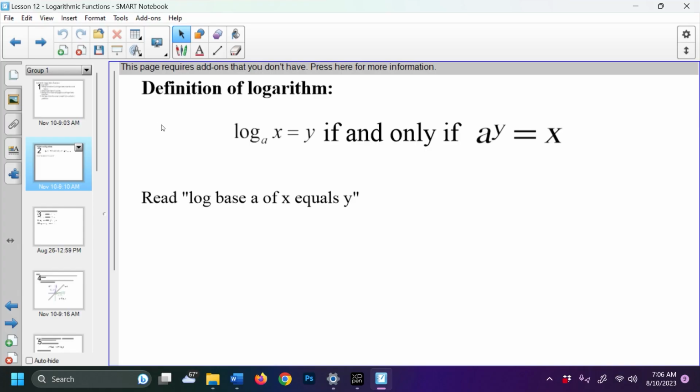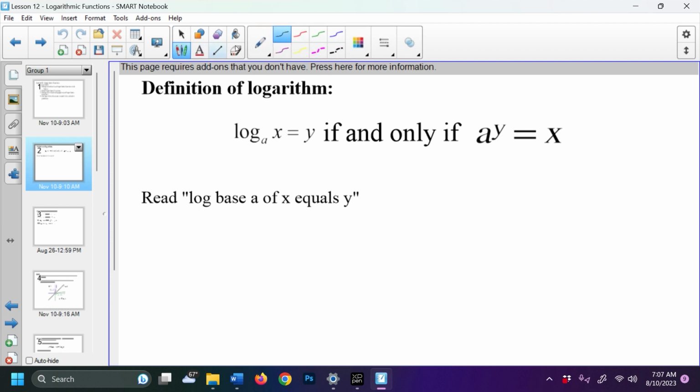Okay, so let's start with the definition. This expression right here is read log base A of x equals y. That's how you read this. And log base A of x equals y if and only if a to the y is equal to x. Now this definition is literally just a reorganization of variables in a way that takes an exponential expression and converts it into a logarithmic expression.